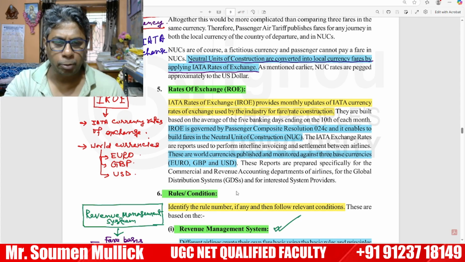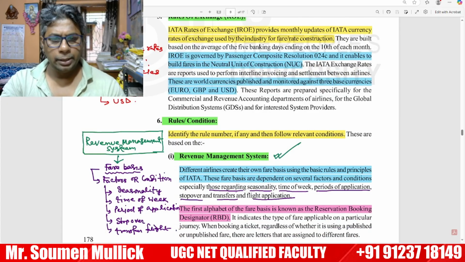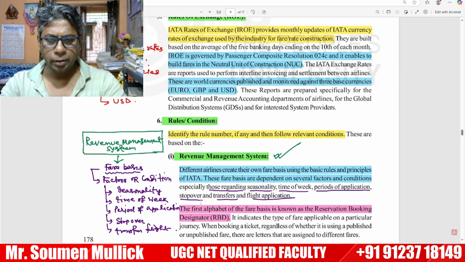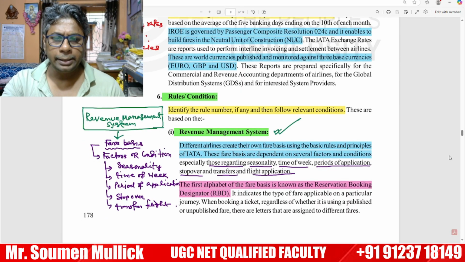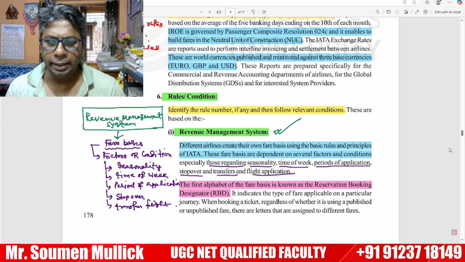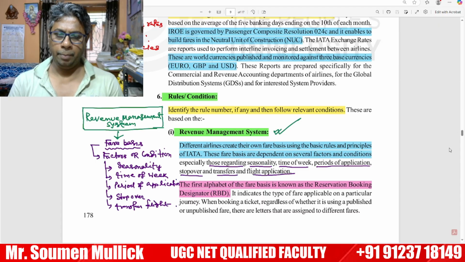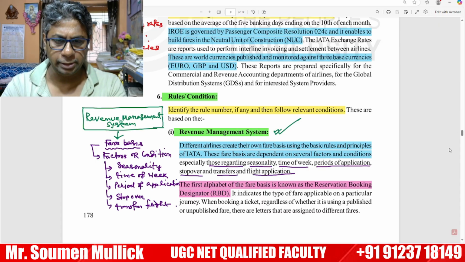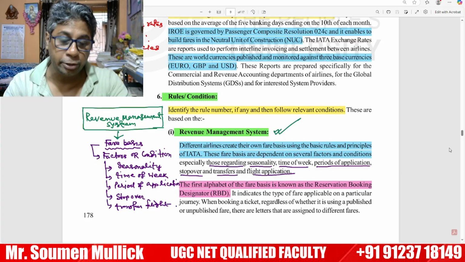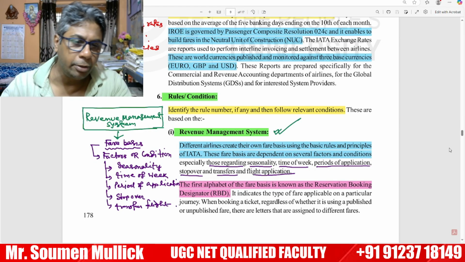Next important point is the rules and conditions. The IATA identifies the rule number, if any, then follows the relevant conditions. Number one, revenue management system. What is revenue management system?